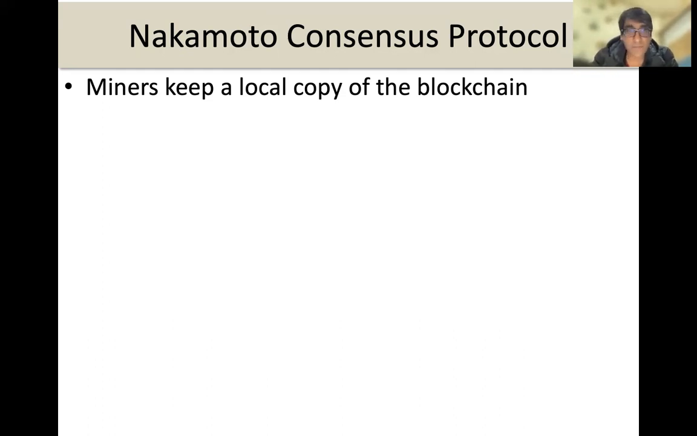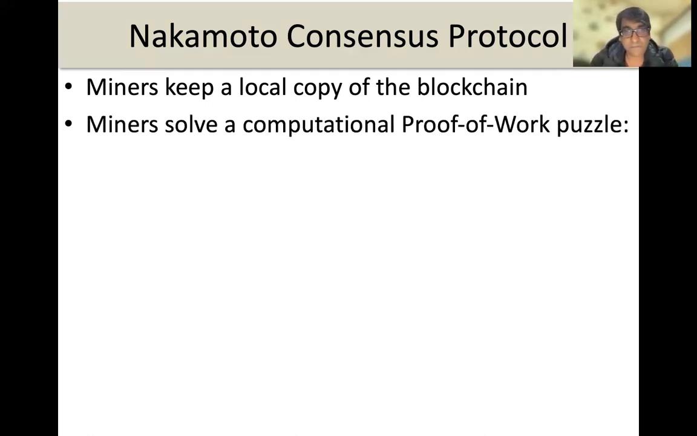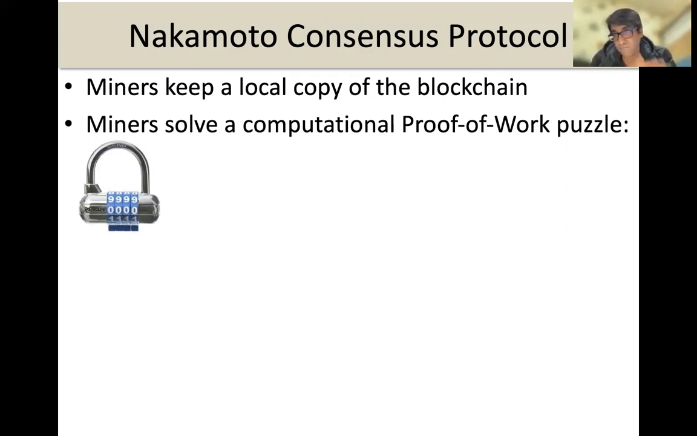Here is how it works. Miners, or these computers connected to the infrastructure, keep a local copy of the entire blockchain. And to select which block or which set of transactions to accept at the present instance in time, everybody basically tries to solve a proof of work puzzle. This is how the Bitcoin or the Nakamoto consensus protocol works. And what is this proof of work puzzle?